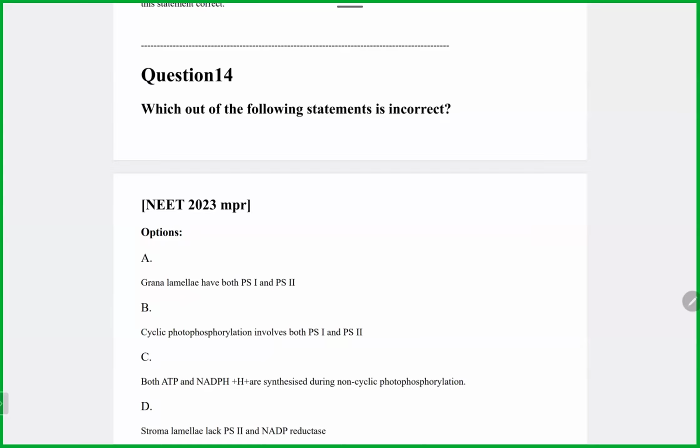Cyclic, okay. You are talking about the electron transport system where the electron goes around and comes back to chlorophyll itself. Exactly. Second thing, guys, grena lamella means non-cyclic. Stroma lamella means cyclic. In grena lamella non-cyclic, both PS1 and PS2 are present. In stroma lamella cyclic process, PS2 is absent, NADP reductase is absent, only PS1 will be present.